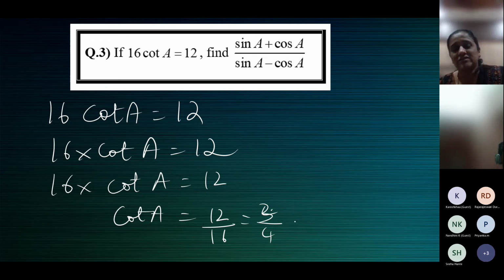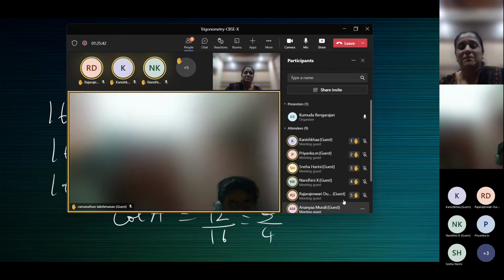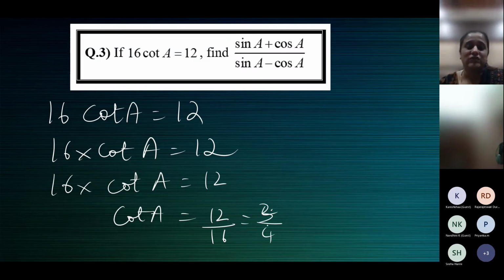Now all of you understand? It's okay if you're eating. You just say yes. Yes or no? Yes, ma'am. So cot A is equal to 3 by 4.